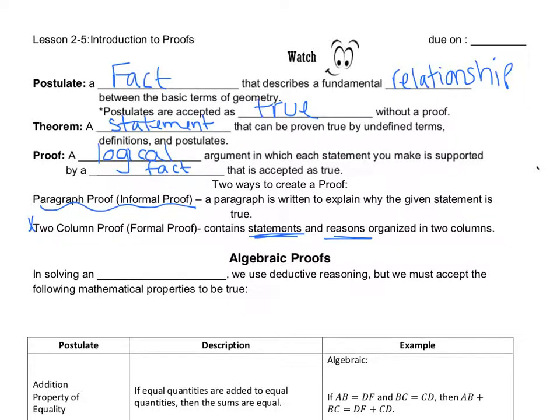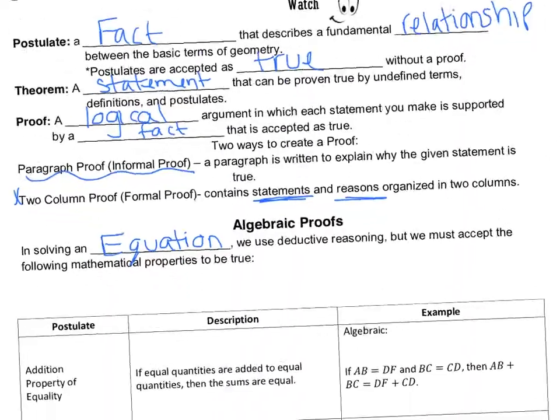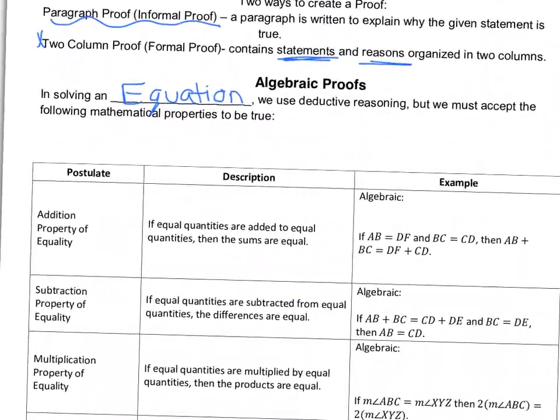When you're solving an equation, and you've been doing that for several years, you always use deductive reasoning, but we must accept the following properties to be true. So we're going to talk about a few postulates that you've been using, but now we're just giving fancy names to it. Today we're only going to be talking about algebraic proofs.